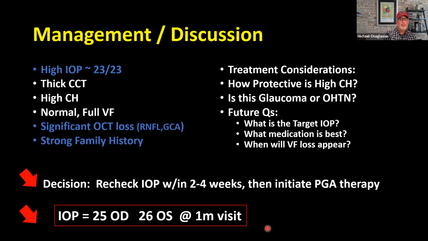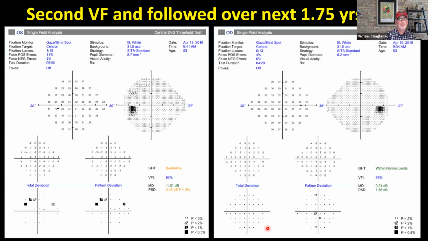And actually, that's when she came back at a 1 month IOP check. Without treatment, pressures were 25 and 26. And that was sort of really the tip off that at that pressure level, even with thick corneas and a high hysteresis, the strong family history and the OCT findings were suggestive of early treatment.